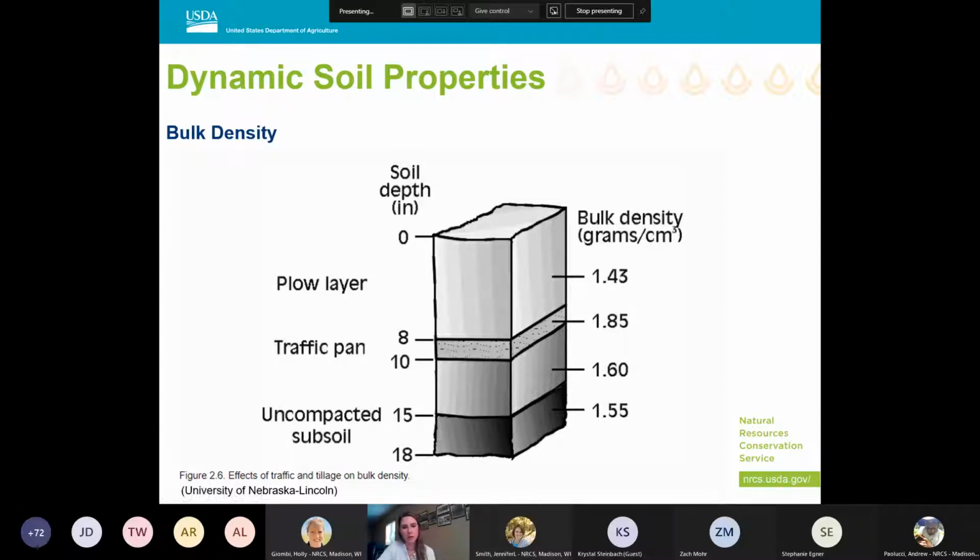Traffic from agricultural vehicles and plowing, things like that, can create plow pans, restrictive layers. So knowing that, depending on where you're taking a bulk density sample, you're going to have different bulk densities throughout a soil profile, and that influences rooting dynamics and water dynamics. So not looking just at the surface, but trying to think about the whole soil profile. Next slide, please.